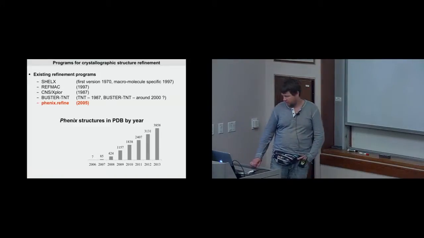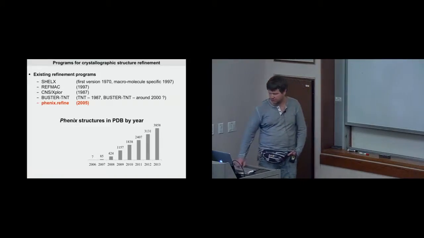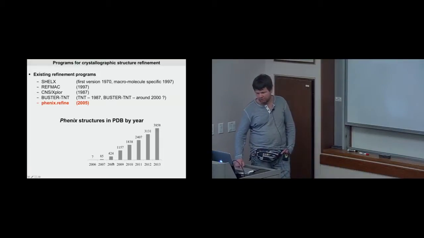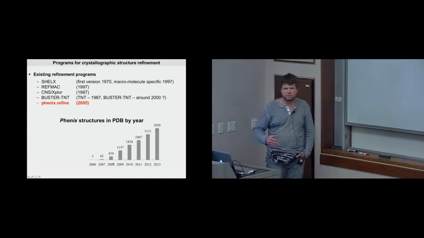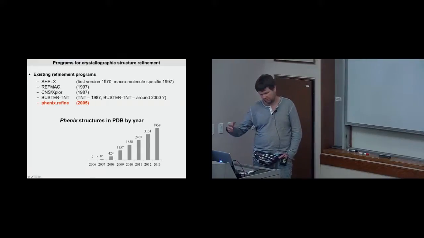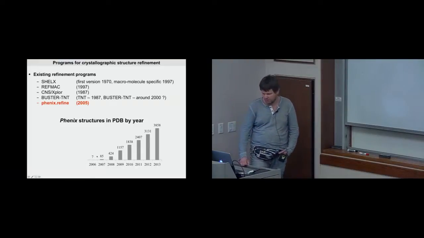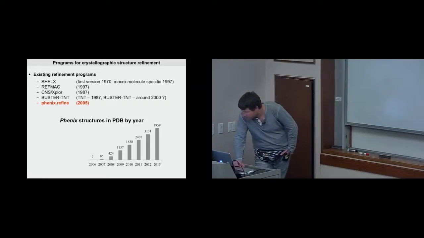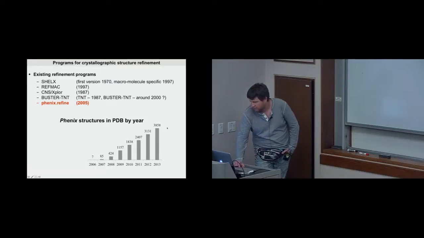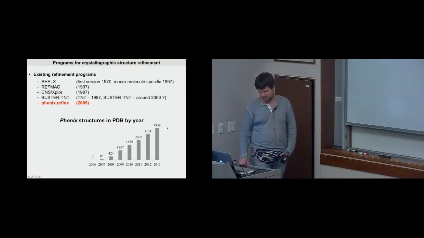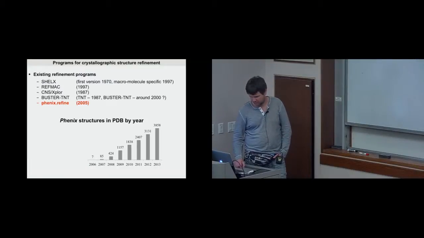And another bit of statistics is here. So basically showing how many structures per year solved in Phenix and deposited into PDB since the birth of actual tools that people can use. So in 2006 it was just 7 structures, then 85, then it grows and keeps growing year after year.